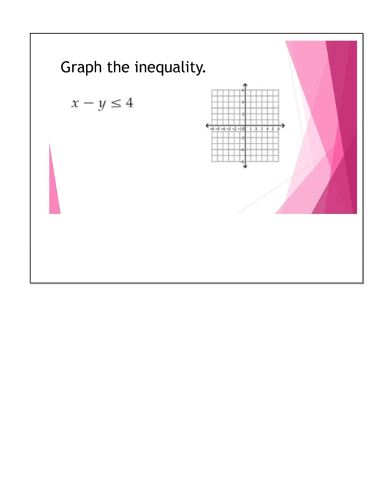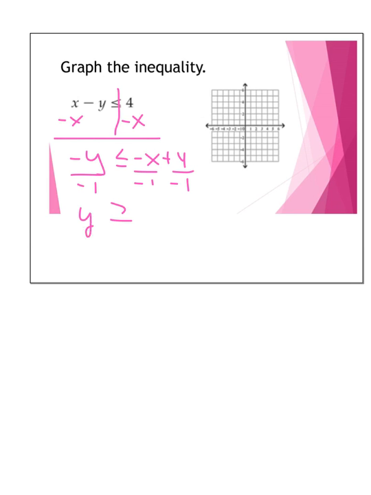I'm going to do some more graphing. So again, here's my wall. I need to get y by itself, so I'm going to subtract x from either side. So I have -y is less than or equal to -x plus 4. Divide everything by -1. Now I divided by a negative number, so I'm going to change the direction of the sign. So I have y is greater than or equal to x minus 4. So my y-intercept is -4, and my slope is the coefficient before x, which is 1, so I have 1 over 1. Because my numerator is positive, I'm going to go up 1. Because my denominator is positive, I'm going to go to the right one.